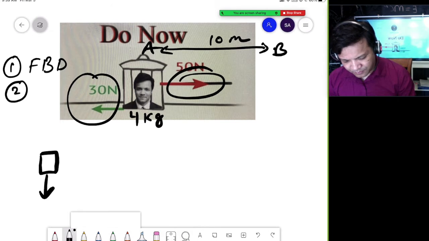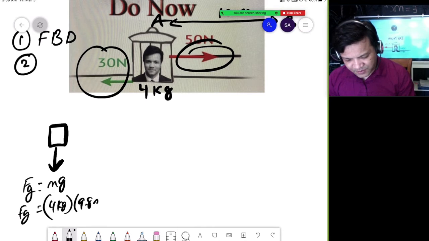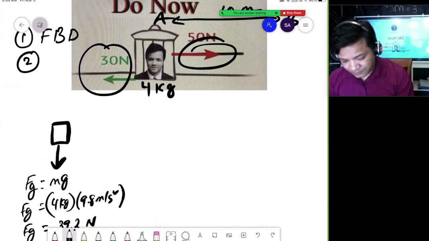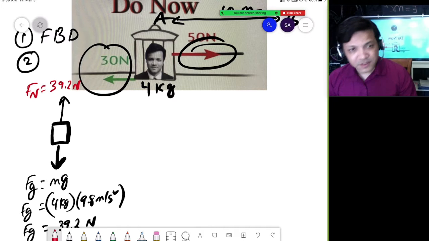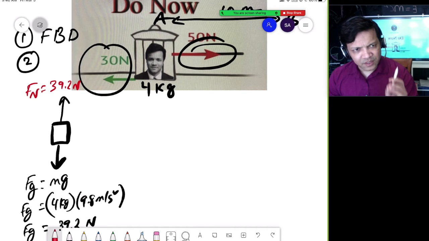So Fg. So what is Fg? Fg is mg. So m is 4, and g is 9.8 meter per second square. So Fg is 39.2 Newton, and normal force is exactly 39.2 Newton. Why is that? Because there is a tension force, but that tension force is not upward direction. So normal force is going to be equal in magnitude but opposite in direction with the gravitational force.